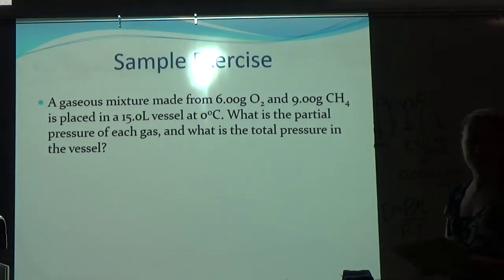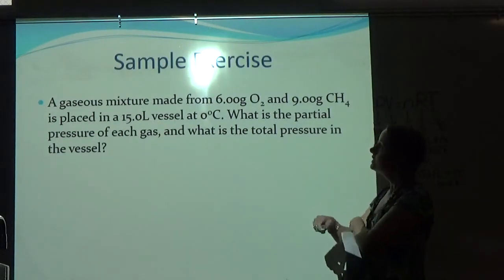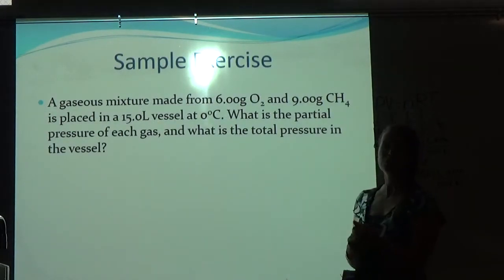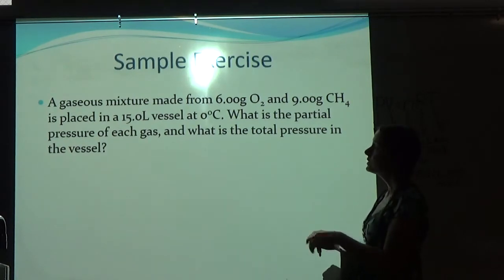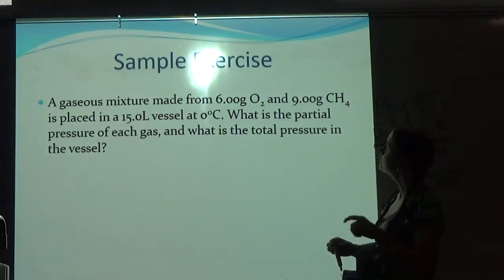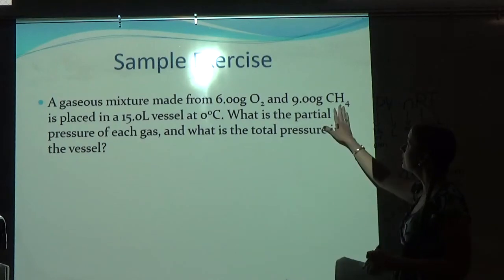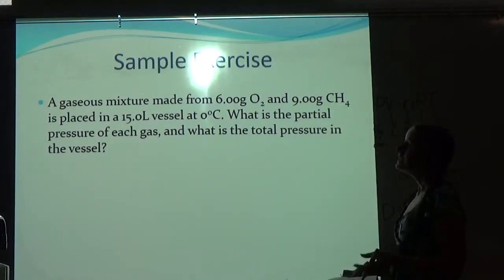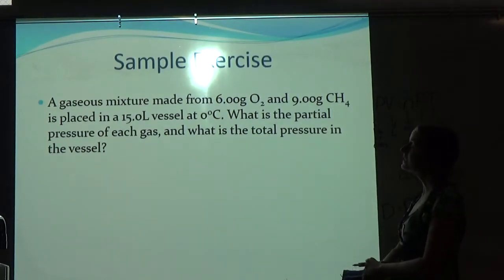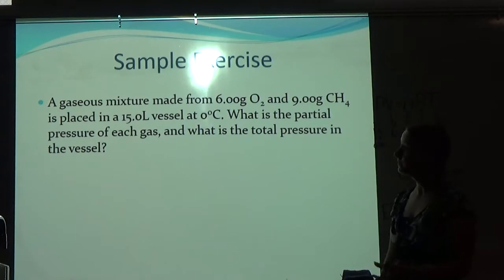There's my answers. All right, so this one, we're going to add a little bit to our calculations at this point. It says a gaseous mixture made from 6 grams of oxygen and 9 grams of methane, or CH4, is placed in a 15-liter vessel at 0 degrees Celsius. What is the partial pressure of each gas, and what is the total pressure in the vessel?